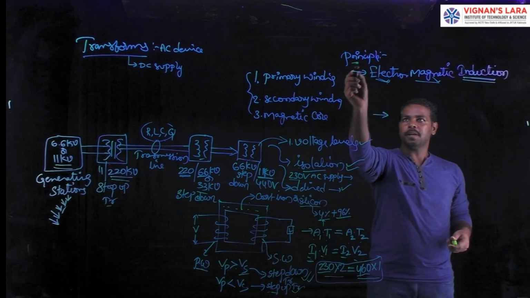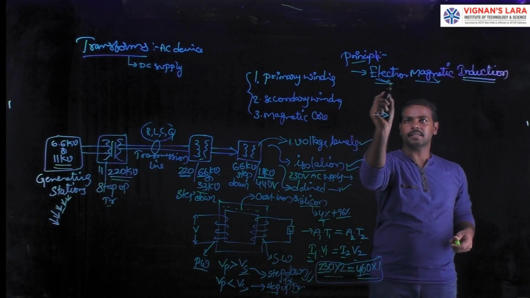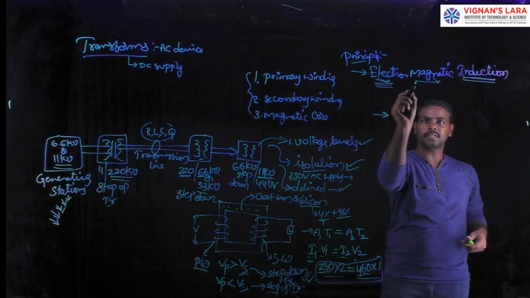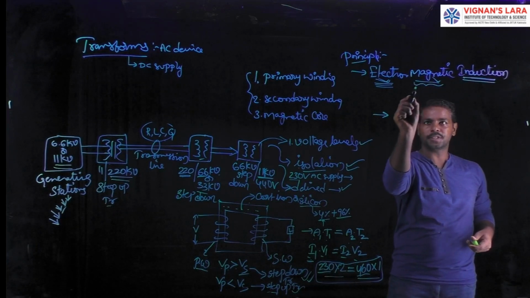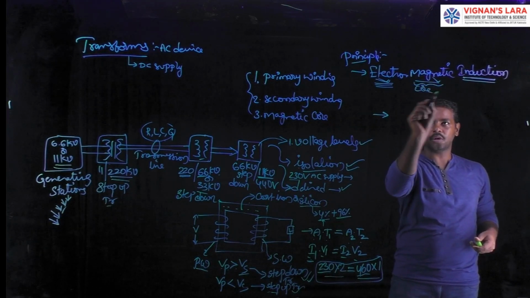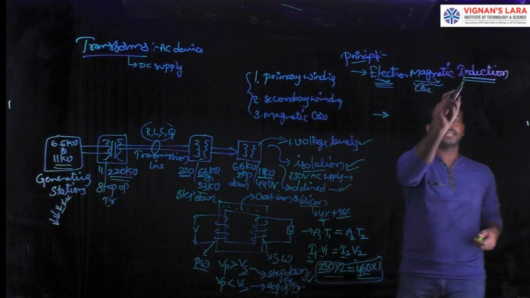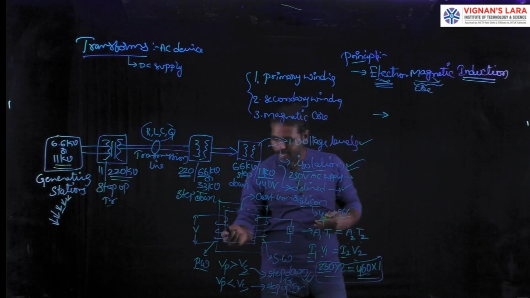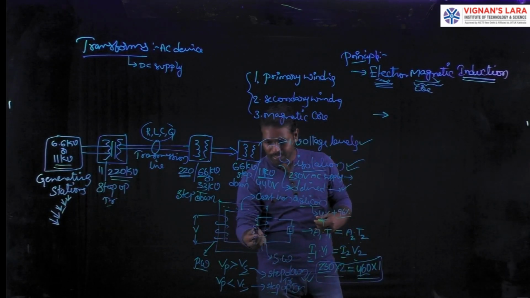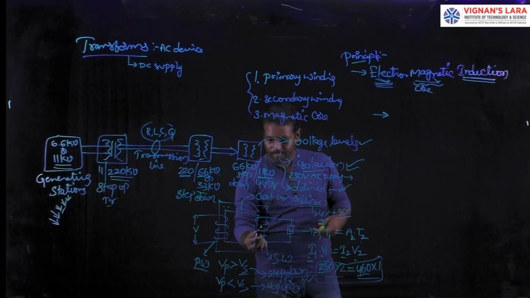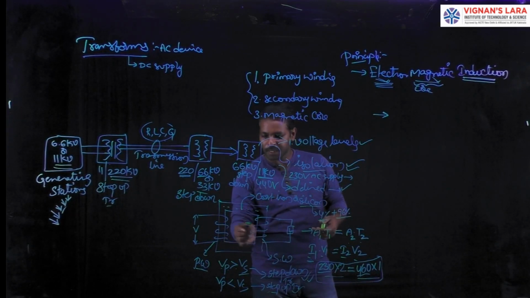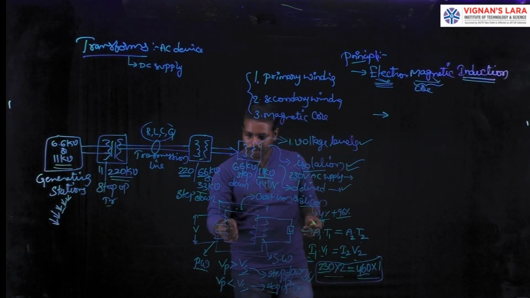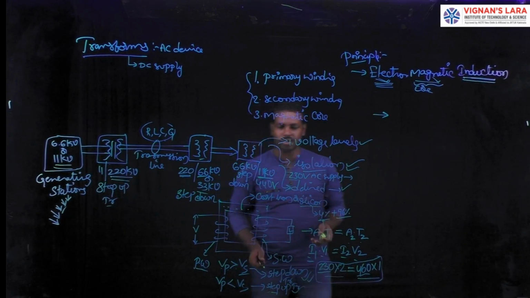So the principle of a transformer is electrical connection through induction. Either voltage or current is changed with the help of a magnetic field, which is always provided by the magnetic core. There is no direct contact between the primary and secondary. Our objective is that energy is transmitted from primary to secondary without direct connection, because these two are separated by some distance.